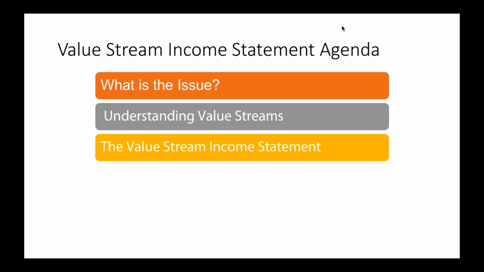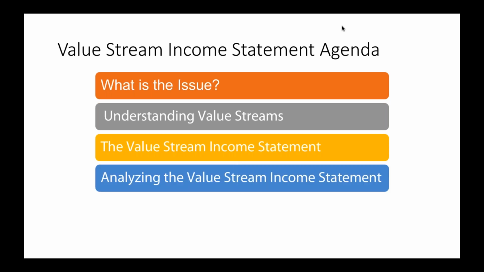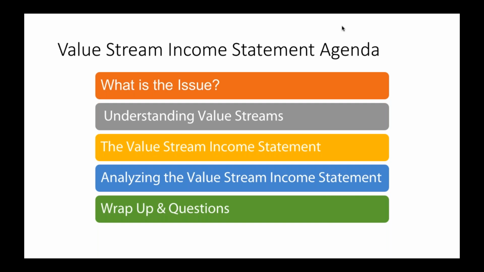I'm going to talk about the fundamentals of a value stream income statement. How do we analyze the value stream income statement in terms of understanding our costs? Then we'll wrap up and we'll get to some questions as time is needed. I would also like to say at this point that the session on Thursday about lean decision making, we will be talking more in depth about how you use the value stream income statement in conjunction with the box scores and making lean decisions.